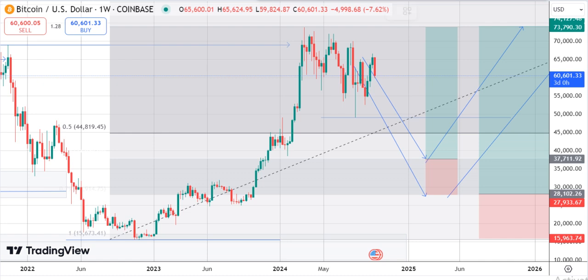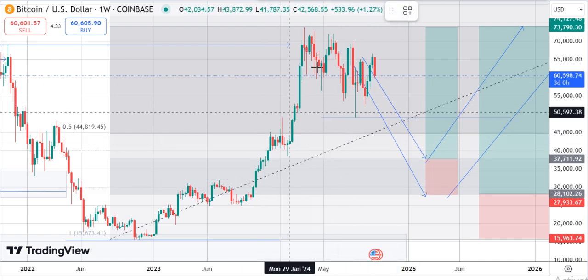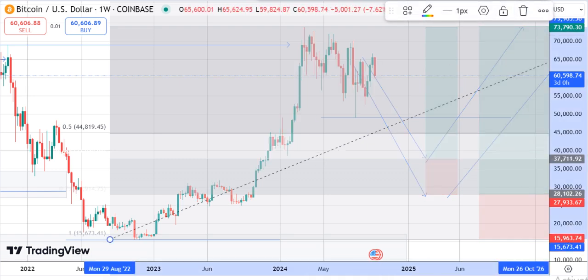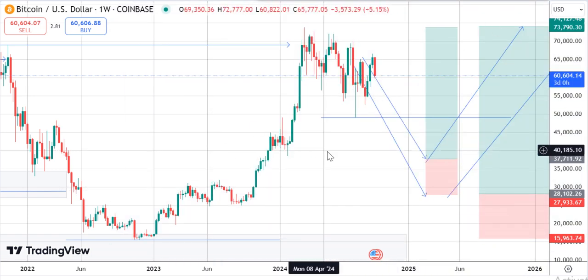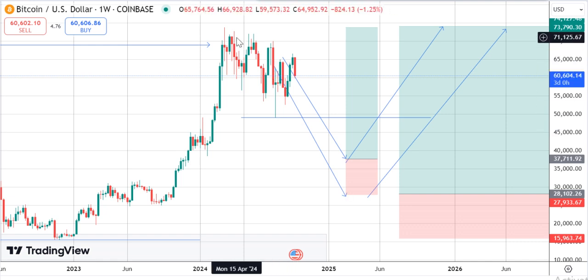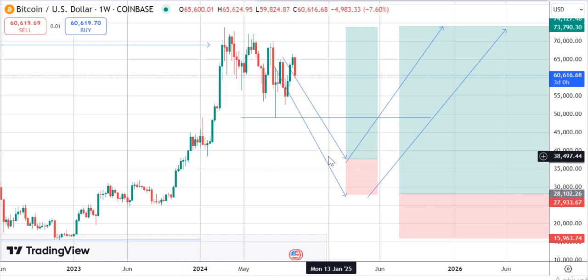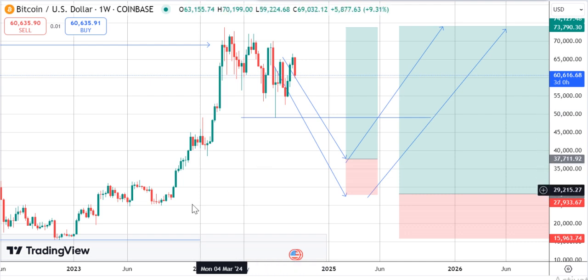I would simply just love to mark. Okay, I've marked those levels, so nothing really much. We just see how market does its thing. Currently we can see rejections coming from this point, which might linger into this level. That's the 0.618 level. But let's see how market does its thing.